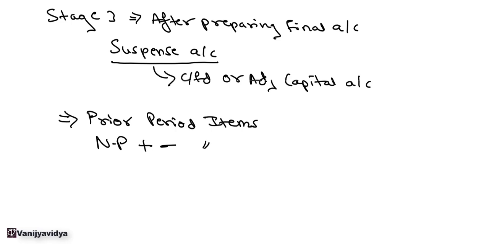Now, there are many errors like casting errors, totaling errors. Nowadays when we maintain our books of accounts in accounting software, the chances of such types of errors are very less. I mean, it's nil. Totaling is done by the system, so there won't be any totaling error. Then when you pass the journal entry, it is automatically posted in the respective ledger account.